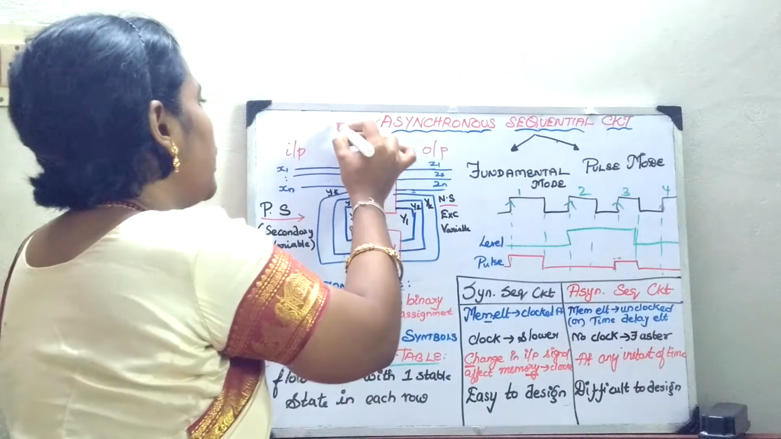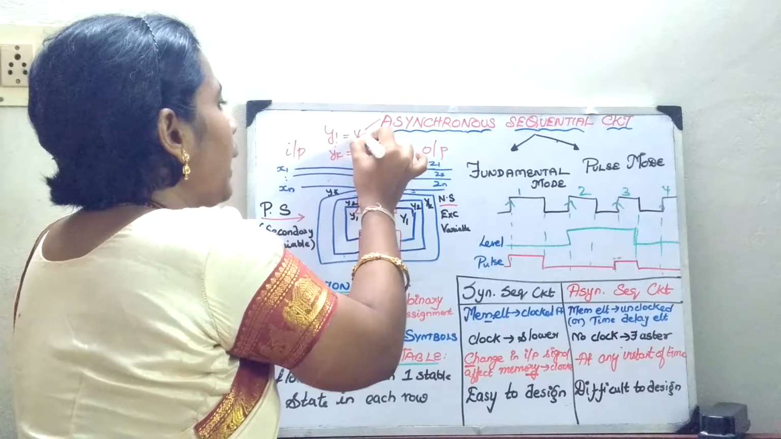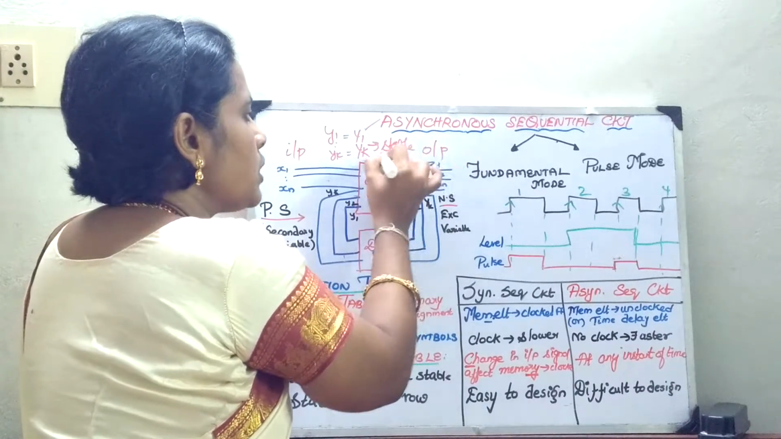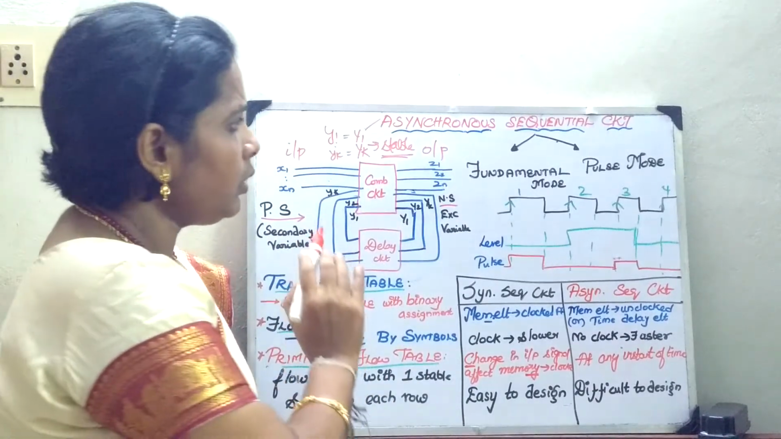So what is the basic condition? Your y1 to yk should be equal to capital Y1 to Yk for the system to be stable. So this is the condition which we have to arrive at. Okay. Now we will move on.